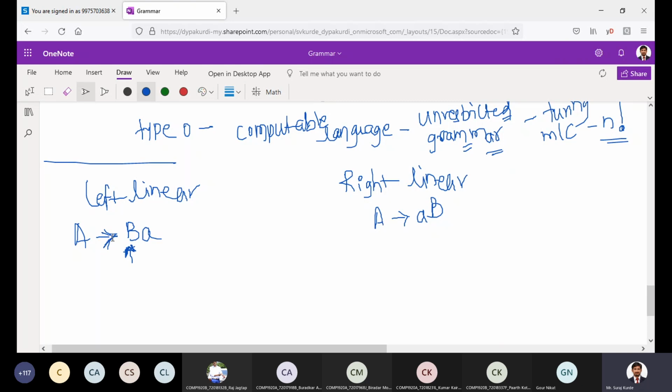A is producing capital B, small a. B can be followed by any number of terminals. This is the left linear and right linear form of a grammar.